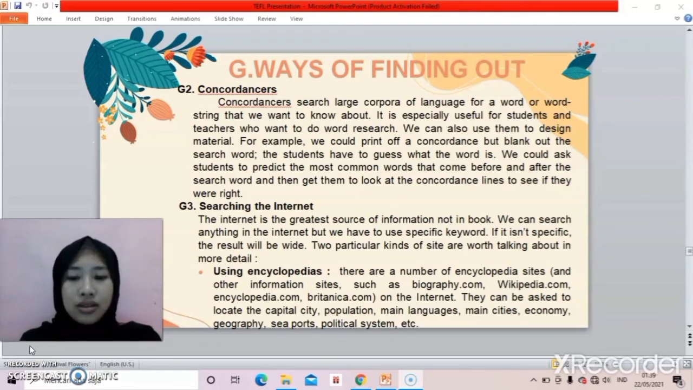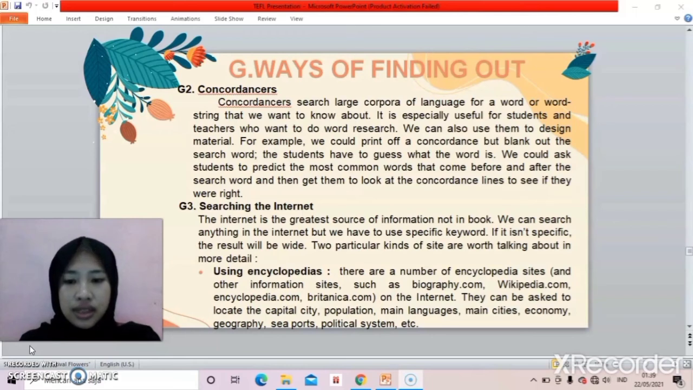We could ask students to predict the most common words that come before and after the search word, and then get them to look at the concordance lines to see if they were right.